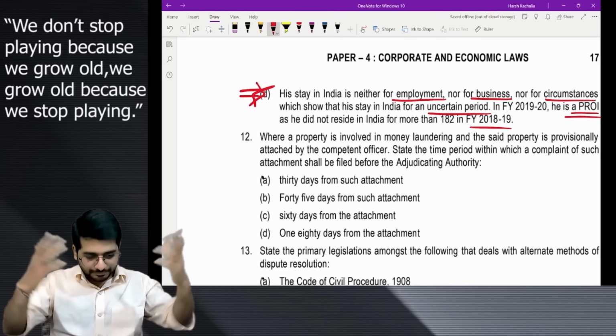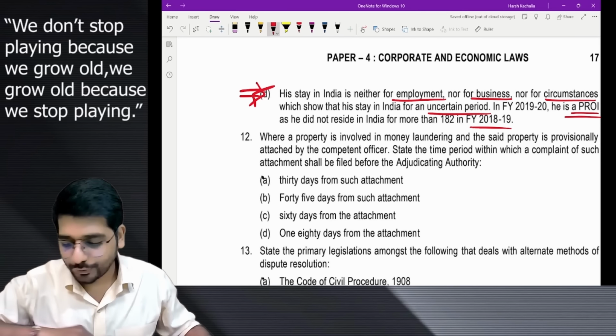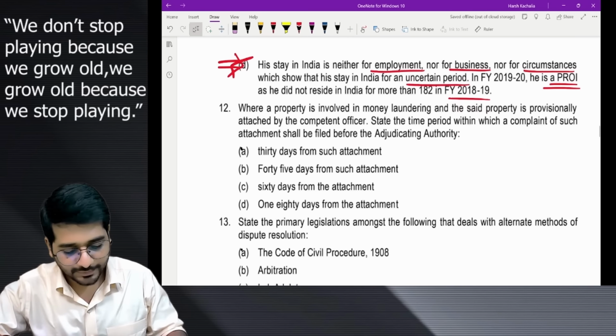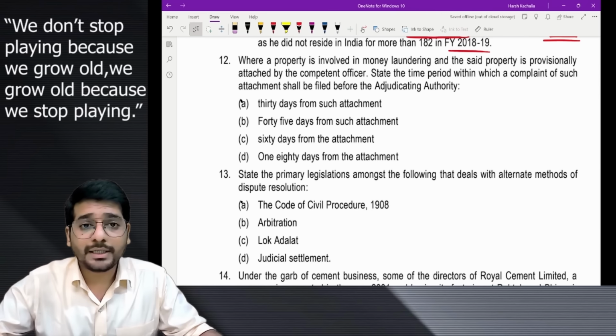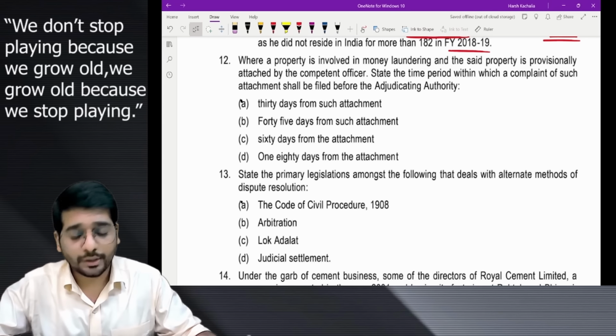Clear? Understood? Very quickly now let's go to 12. Sir, where a property is involved in money laundering. Okay, money laundering is there.